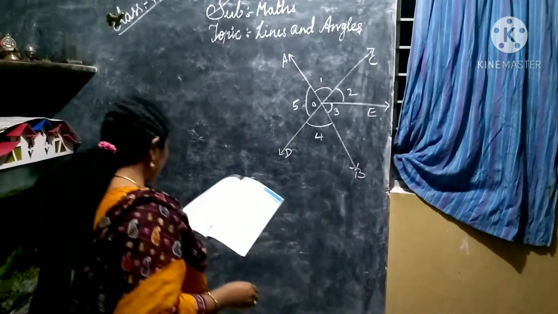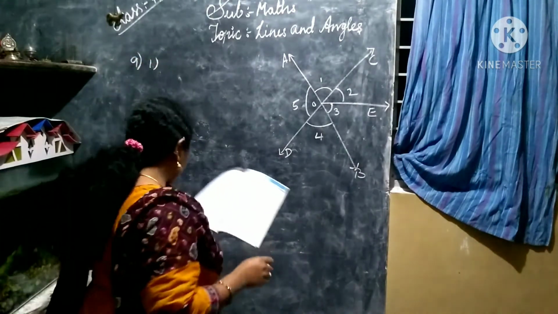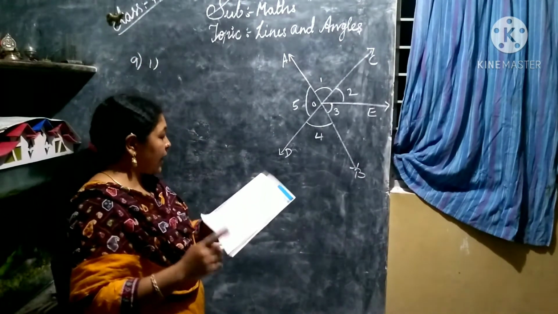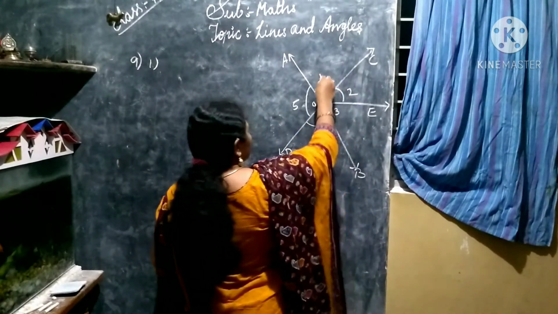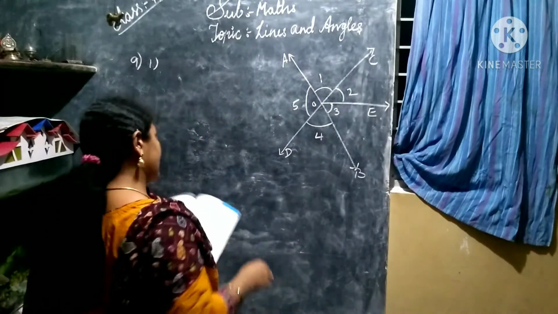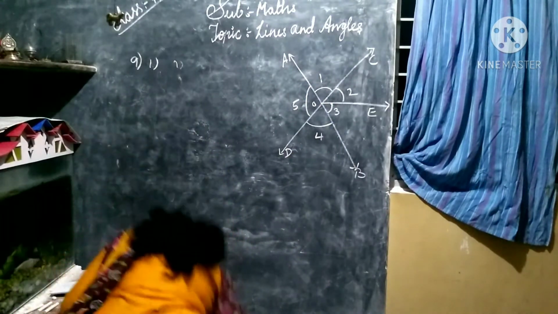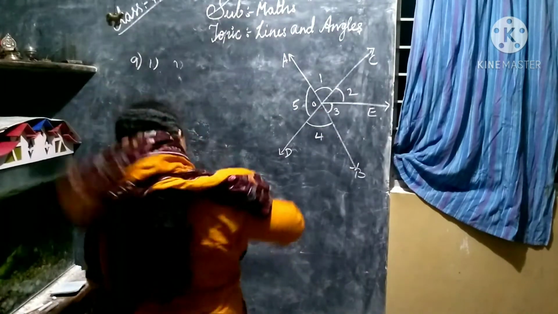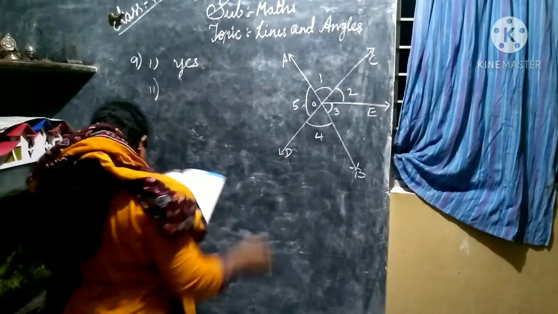Okay. Here the first question of 9th one says, is angle 1 adjacent to angle 2? Here angle 1 is adjacent to angle 2. Are they two adjacent angles? Yes. So both are adjacent angles. It is yes.